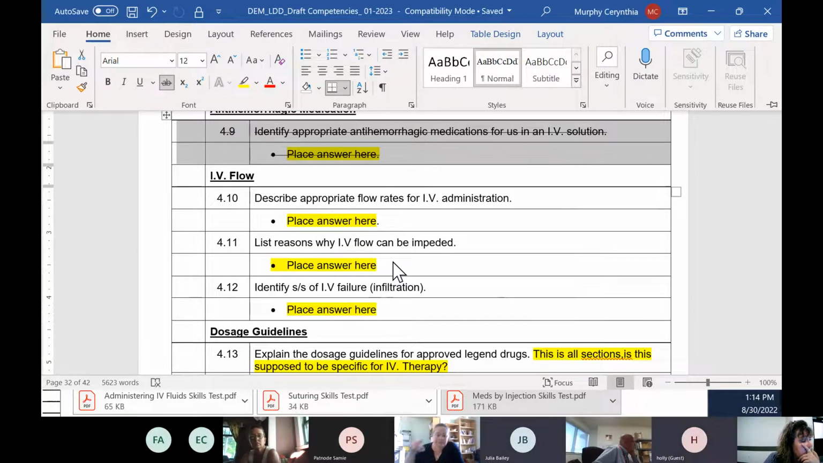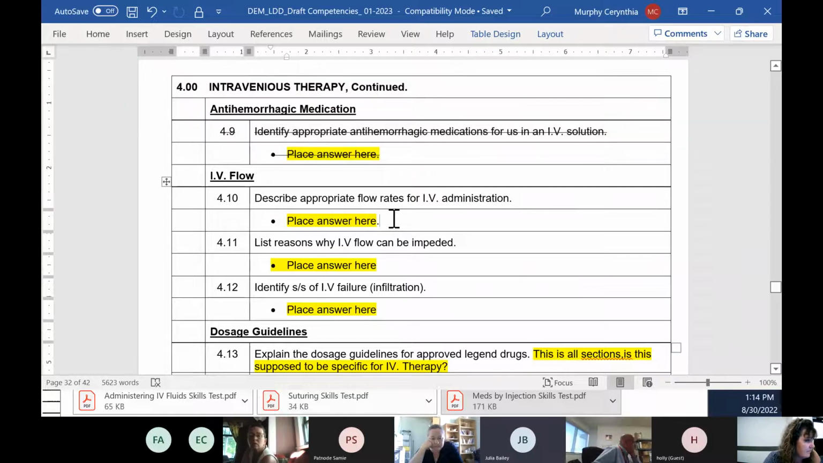But 4.10 needs to be more specific. I can help you with those, I have answers for these, if you want. Julia, what did you say, hon? It sounds like Holly's got it covered. It just needs to be a little bit more specific because the flow rate varies depending on what you're using the IV for. Right. I will put you here, Holly. Okay.